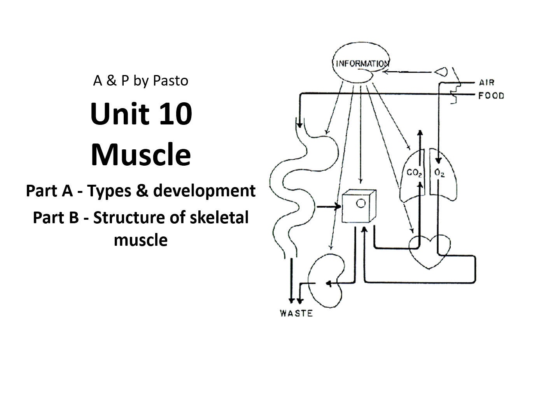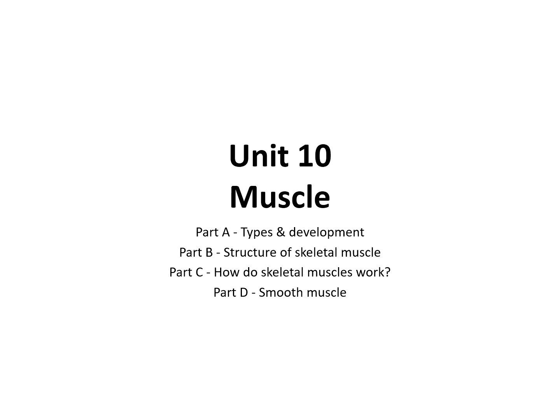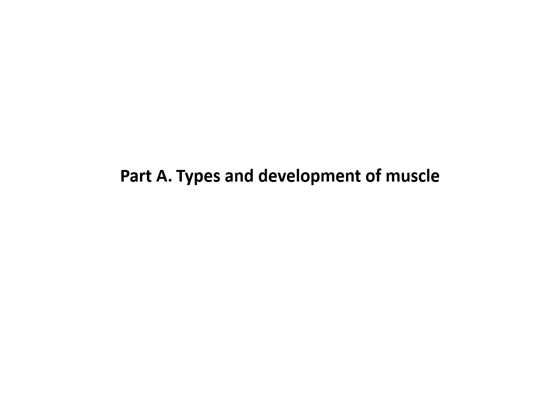This is Unit 10, Muscle. This video will include Part A, Types and Development, and Part B, Structure of Skeletal Muscle. Unit 10, Muscle, consists of two videos. As we mentioned, Parts A and B are in the first video, and the second video includes Part C, How do skeletal muscles work, and Part D, Smooth muscle.